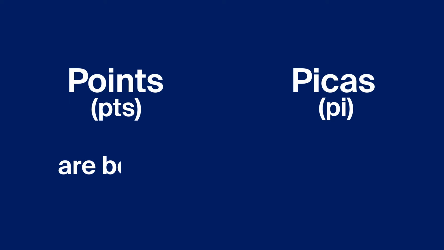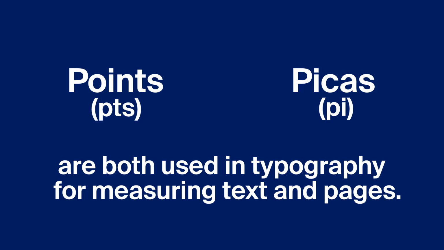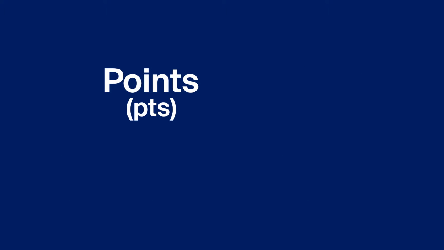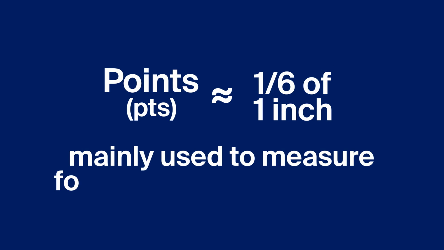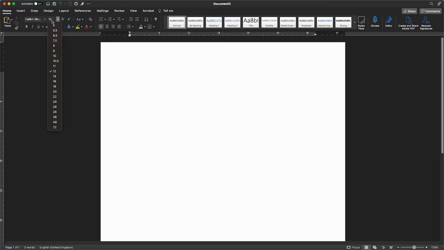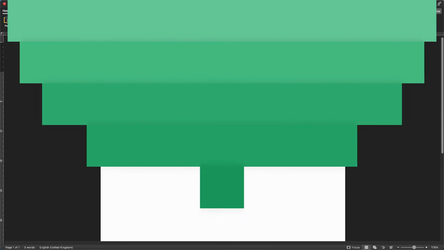However, the two units you might not know, points and picas, are both used in typography for measuring text and parts of the page. Specifically, a point is roughly equivalent to 1/6 of an inch. It's mainly used to measure font sizes and line spacing. For example, this number next to the font type you've selected refers to points. In this instance, I'm using a Calibri body themed font with a 12-point font size.